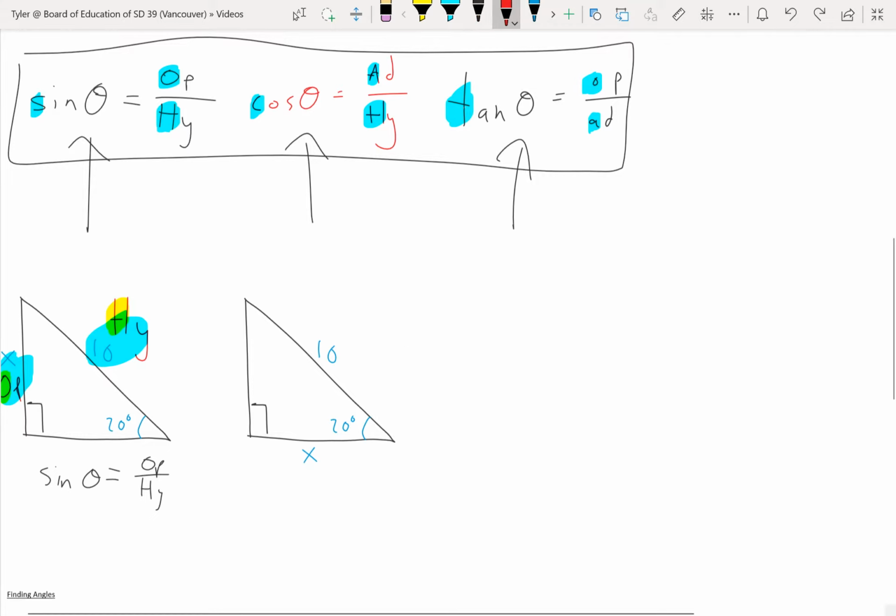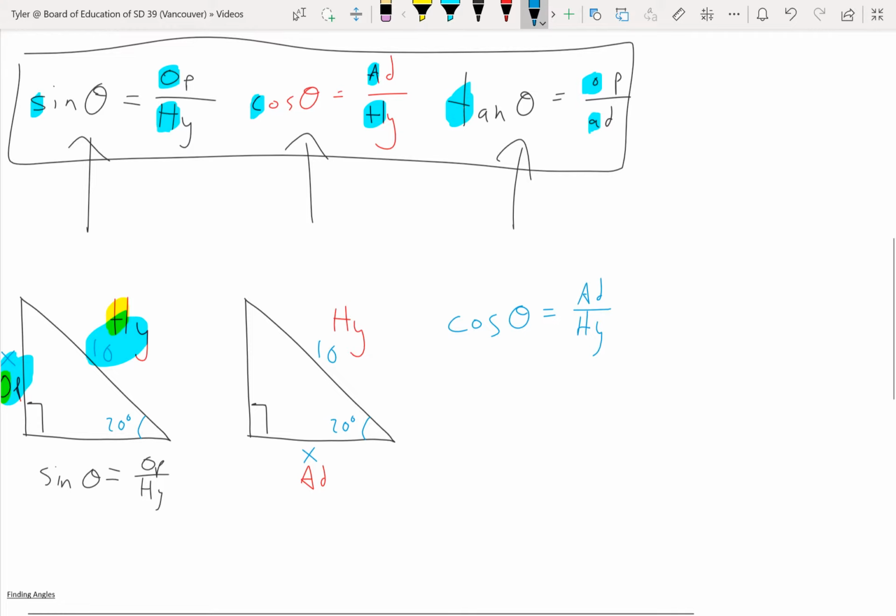I'm going to label the sides again. So this is our angle. So that means that this side's adjacent, this side's opposite, but we're not using it, so I don't care. And then this side's the hypotenuse. So I have H and A, which means I'm going to be using cosine because it has A and H. So let's write that equation out. It's going to be cos theta is equal to adjacent over hypotenuse.